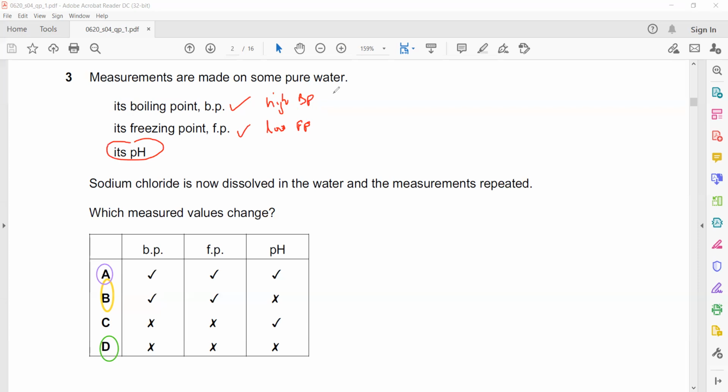But what about pH? Because salt is added. This salt, sodium chloride, does not make water acidic or alkaline. So the correct answer is B. Why is B the right answer? Because when the substance is impure, the boiling point and the freezing point will change. But here the pH refers to whether water becomes acidic or alkaline. It will not change. Why? Because we are not adding acid or alkali. If acid is added, the boiling point, melting point, freezing point will change, as well as pH.